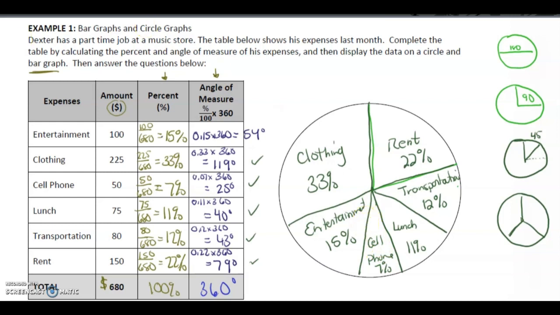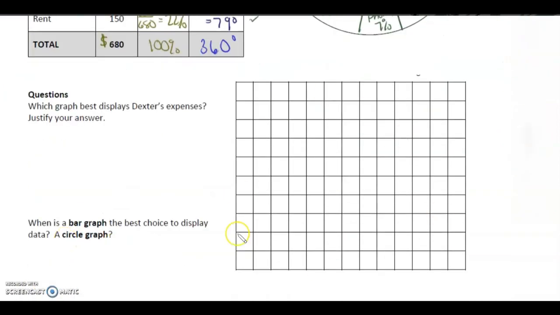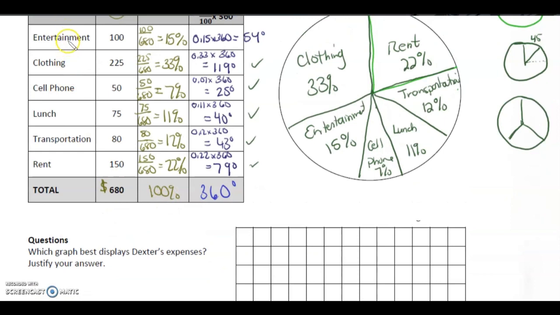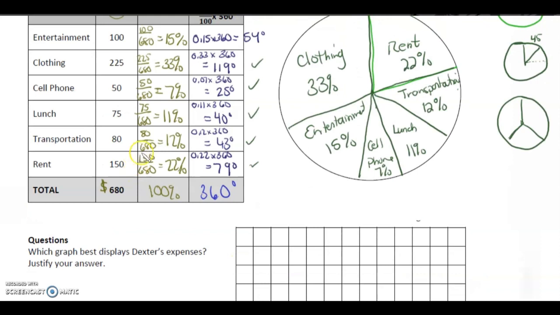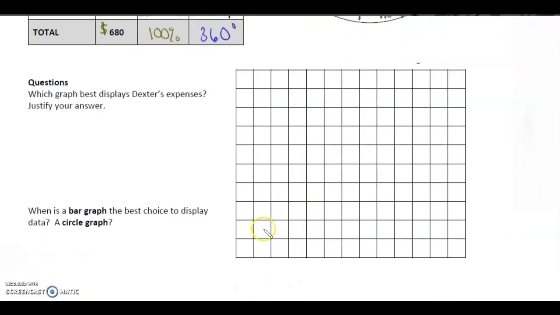Now let's go ahead and display these expenses in a bar graph. So we have, okay, 1, 2, 3, 4, 5, 6. We have 6 items, and we have 1, 2, 3, 4, 5, 6, 7, 8, 9, 10, 11, 12, 13. We have 13 positions that we could put for bars. And for bar graphs, they don't touch. So let's just put these in order. Entertainment, clothing, cell phone.